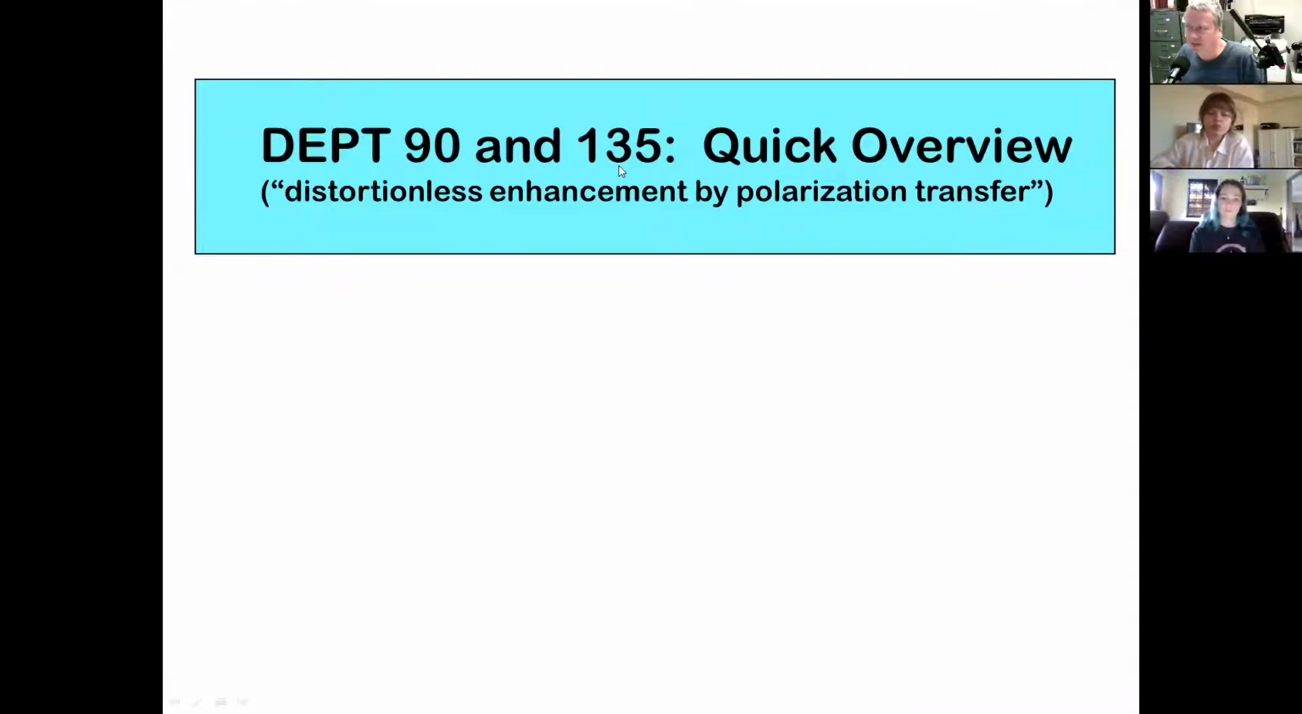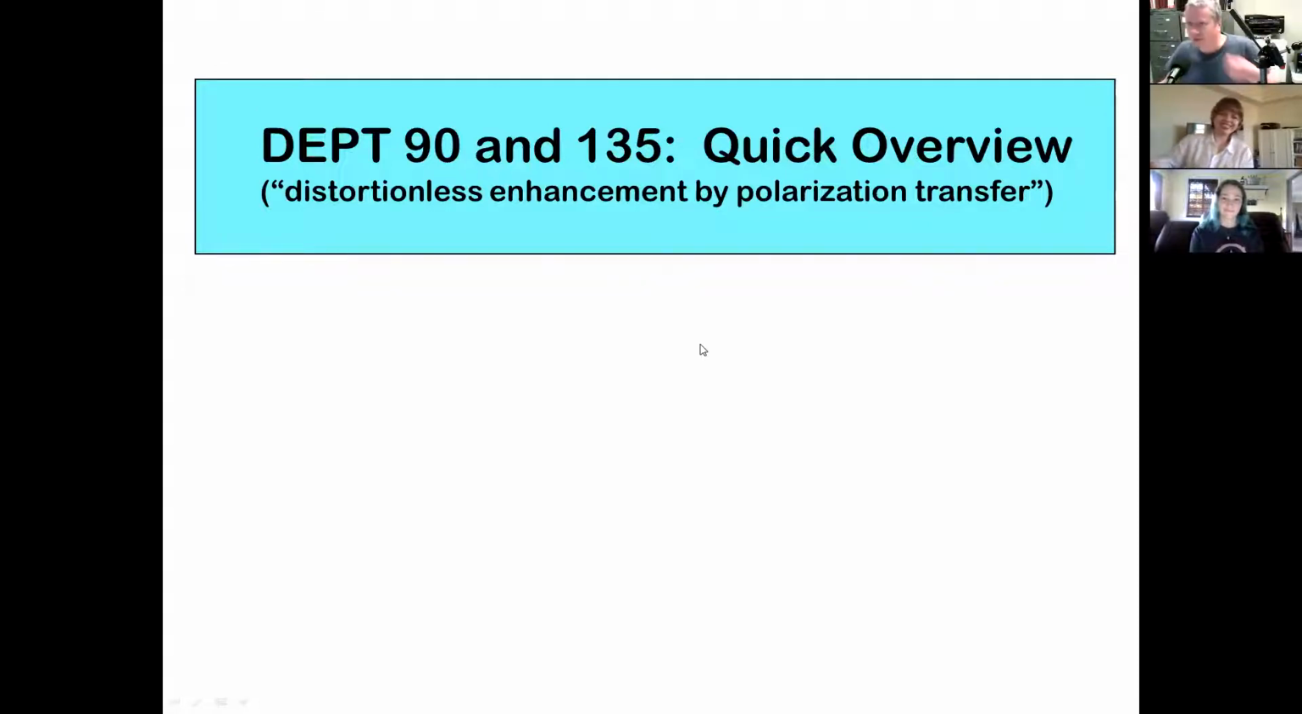DEPT 90 and DEPT 135. I'm pretty sure the book mentions these. These are pretty cool techniques. They have a great acronym. If you love acronyms, you'll love this. They're distortionless enhancement by polarization transfer. And if you want to impress your friends tonight, say, guess what? I learned about distortionless enhancement by polarization transfer. And then they're going to think you're crazy.